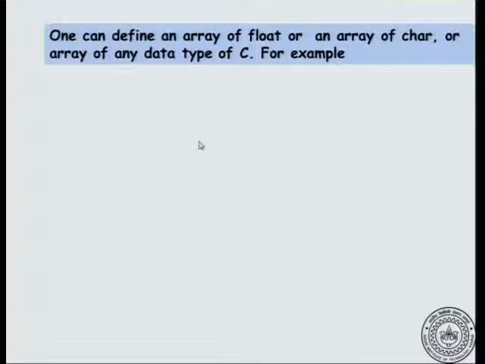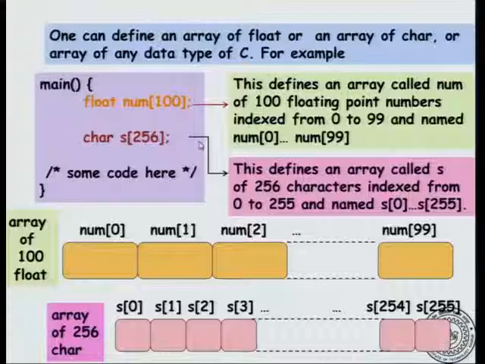Now it is only required that all elements of a single array be objects of the same type. So we have dealt with integer arrays so far. Now we can also deal with float arrays and character arrays and things like that. So in general, you can declare an array of any data type in C. For example, you can say float num[100], so that will declare an array of 100 floating point numbers. Similarly, char s[256] will declare a character array of size 256.